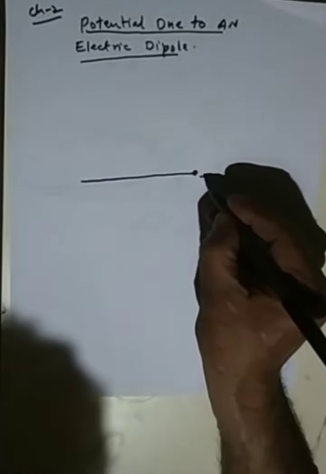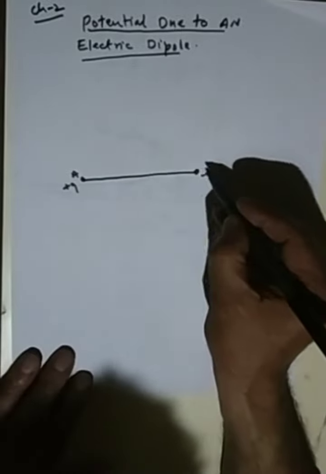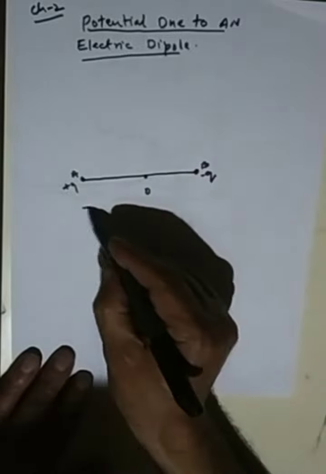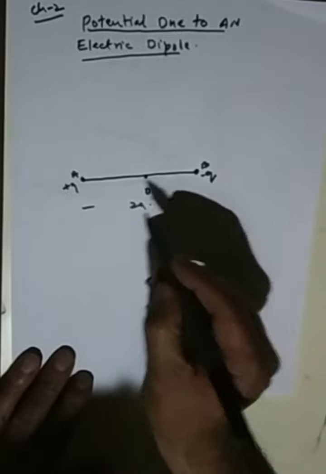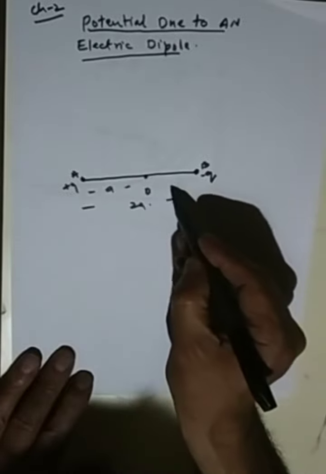We already know that a dipole, let us suppose this is a short dipole consisting of positive as well as negative charge. Let us suppose here we have a negative charge and here positive charge. Let us suppose this is O, this is point A and this is point B, and this is the center of the dipole whose length is 2A. That is, from A to O it is A, and from O to B it is again A.